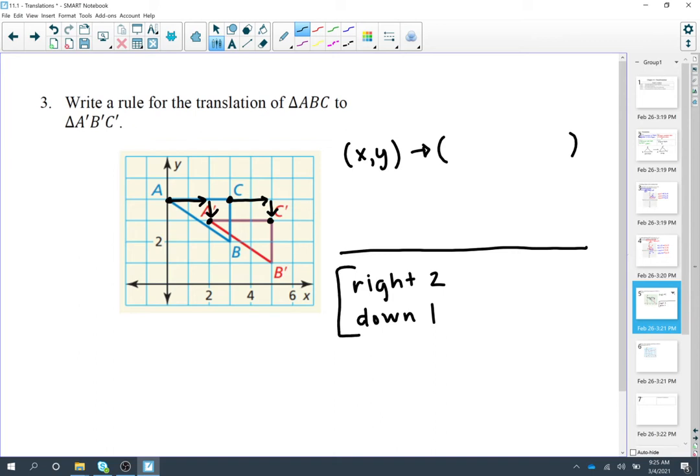The second way is I'm going to take my X coordinate and I'm going to move it right 2, which means we're going to add 2. Then I'm going to take my Y coordinate and I'm going to move it down 1, which means minus 1. The top version is using correct notation. The bottom version is just using an explanation.